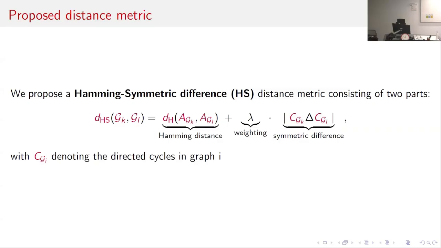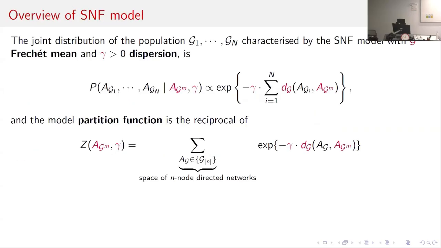So we have this HS distance metric that we developed, and we thought, okay, let's try and use this metric with the SNF model. I will give you some background. As I mentioned, it's a distance-based model and allows you to specify any metric. Here is how the conditional distribution of the SNF model looks. The conditional distribution of the network observations given the mean network and the dispersion gamma is proportional to an exponential function of minus gamma times the sum of the distances between the network observations and the mean network.